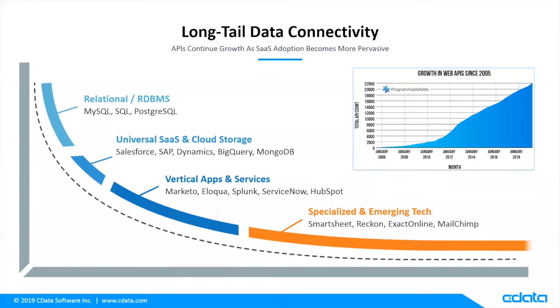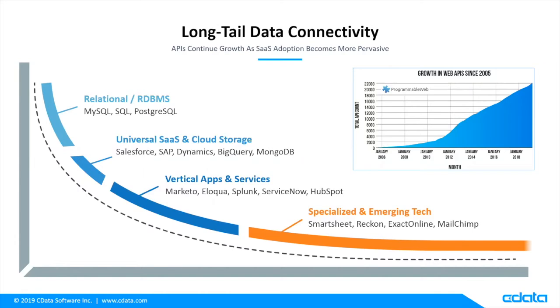So what does this look like? The long tail of data connectivity is incredibly long. So there's relational databases that are kind of the most consistently used data sources. There's SaaS applications, kind of the core SaaS applications that are powering enterprises, the Salesforce, the SAP, the data warehouses, other data lakes and things that people use within the organization. And there's the verticalized apps and services, things like your marketing automation platforms.